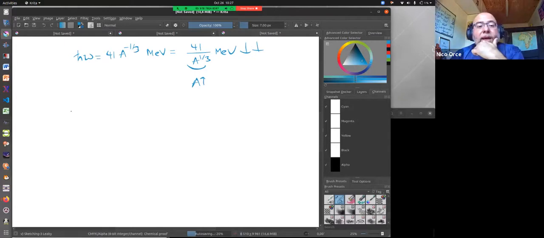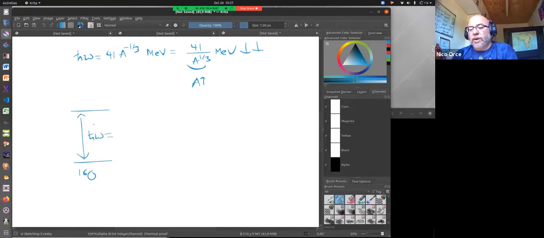And this implies that, for a nucleus like oxygen 16, in principle the h bar omega is equal to, I like these questions because we can explore together, 41 times 16 to the minus 1/3. This is about 16 MeV.